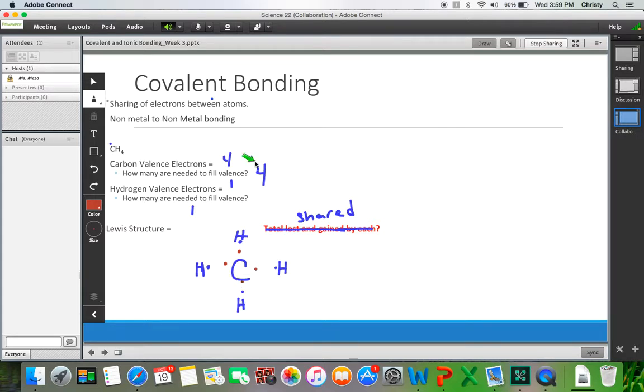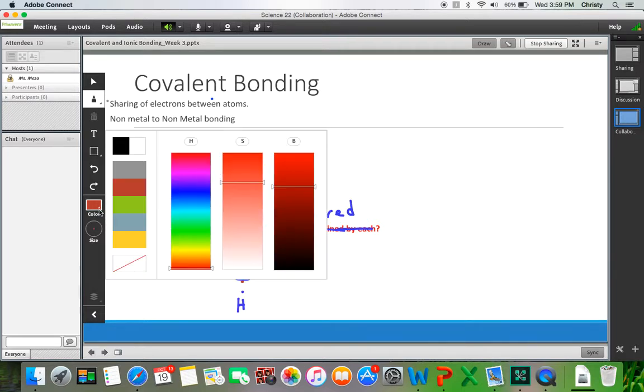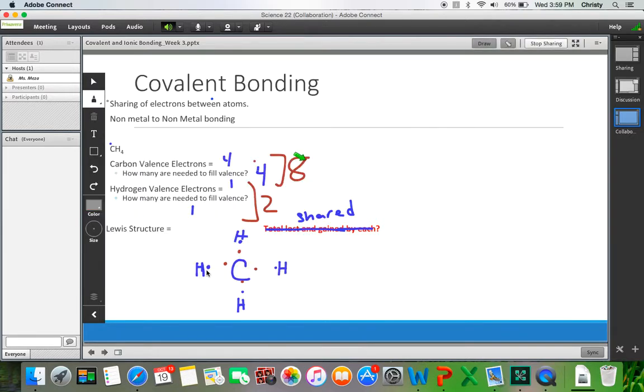Now to determine if each element got the number of valence electrons it needed to fill its shell, remember I said hydrogen only needs 2 to be full, but carbon needs 8. I'm going to count how many electrons are around each element. Here's hydrogen, and because they're sharing, we're going to count the carbon's electron as well. So hydrogen has 2. This hydrogen also has 2 because we're sharing. This hydrogen has 2, and this other hydrogen has 2. So now every single hydrogen atom is happy.